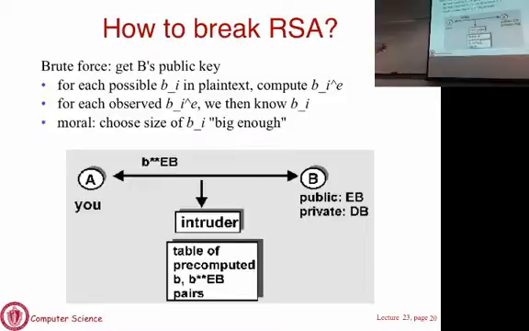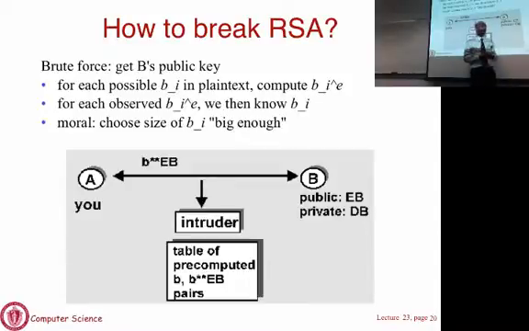So here are some things you can do. The public key is well known. The public keys are made public, that's why they're called public. So now what you can do is, for every possible string or every possible value of B_i, you can compute B to the power E.